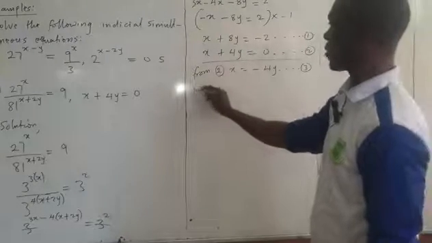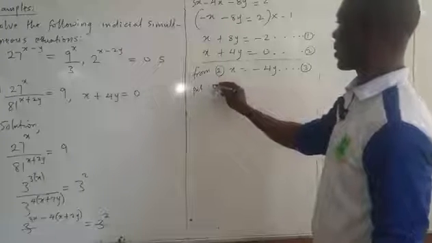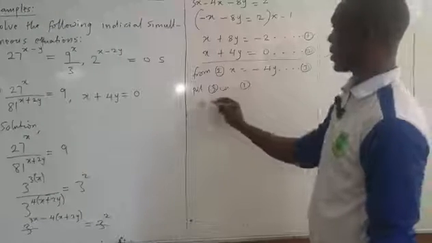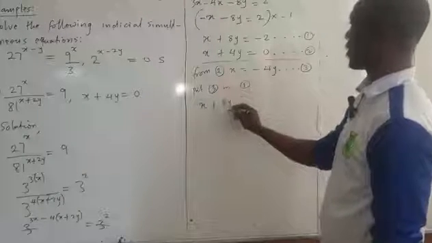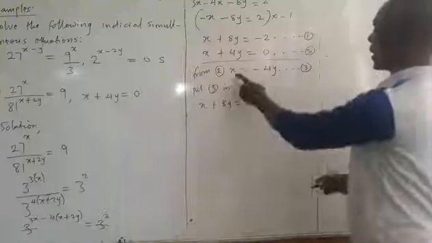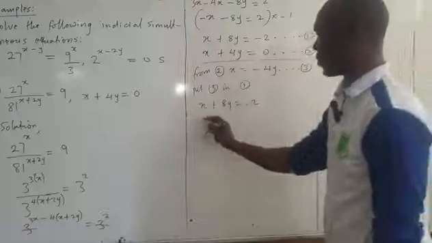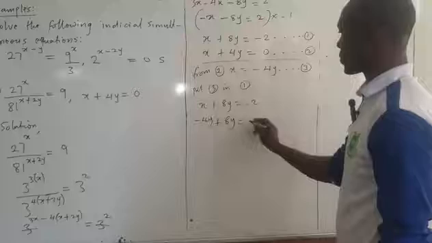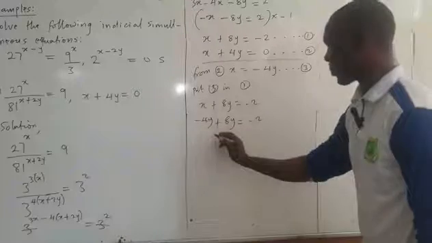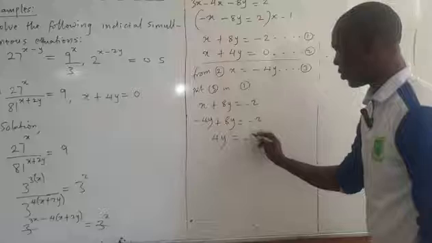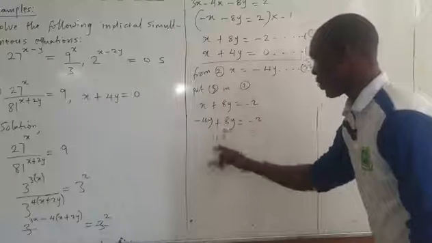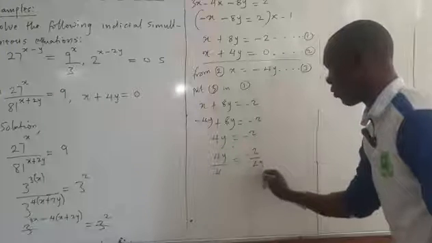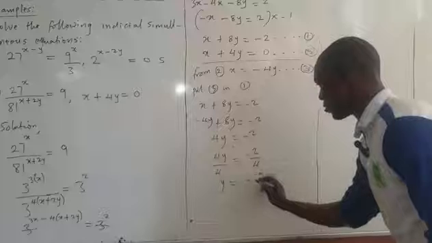And now we put 3 in 1. So if you put 3 in 1, equation 1 is x plus 8y equals minus 2. So anywhere you see x, you replace it with minus 4y. So we have minus 4y, because x is minus 4y, plus 8y equals minus 2. So minus 4y plus 8y, that's 4y equals minus 2. So we divide both sides by 4. So we have 4y over 4 equals minus 2 over 4. So y equals minus 1 over 2.